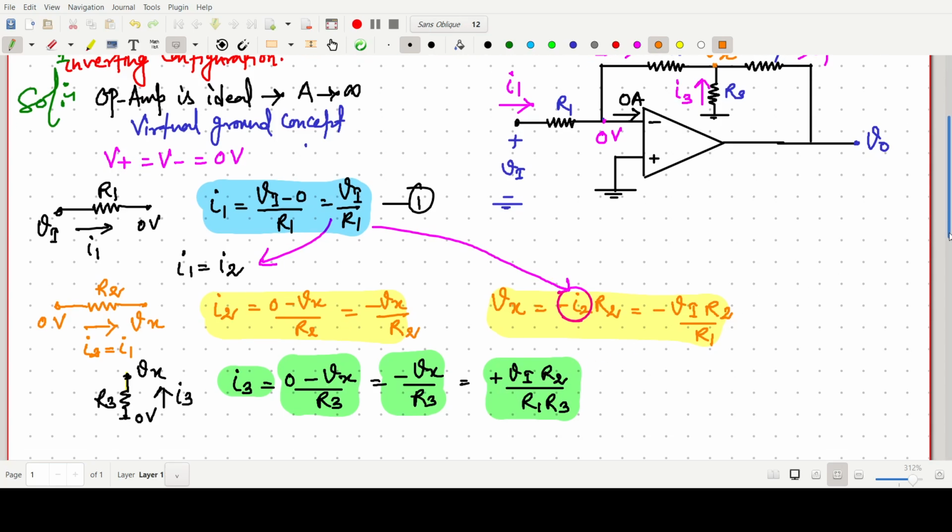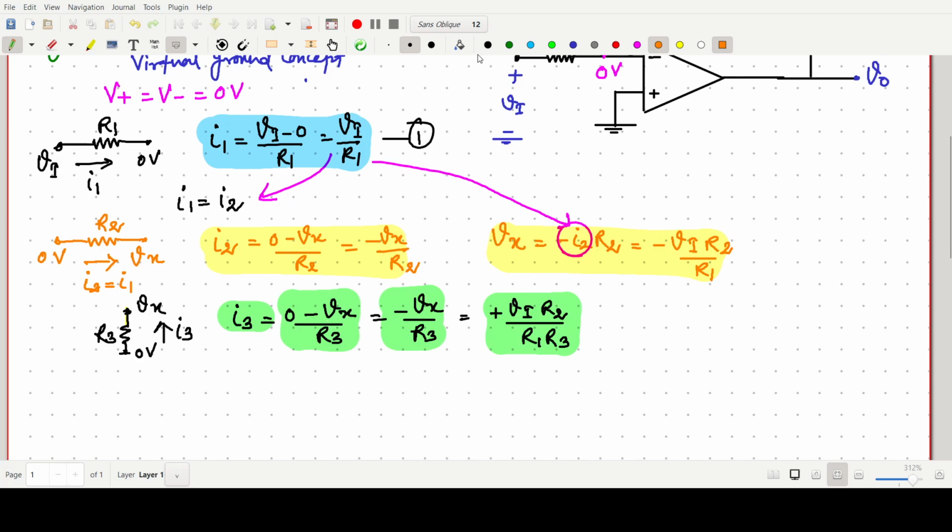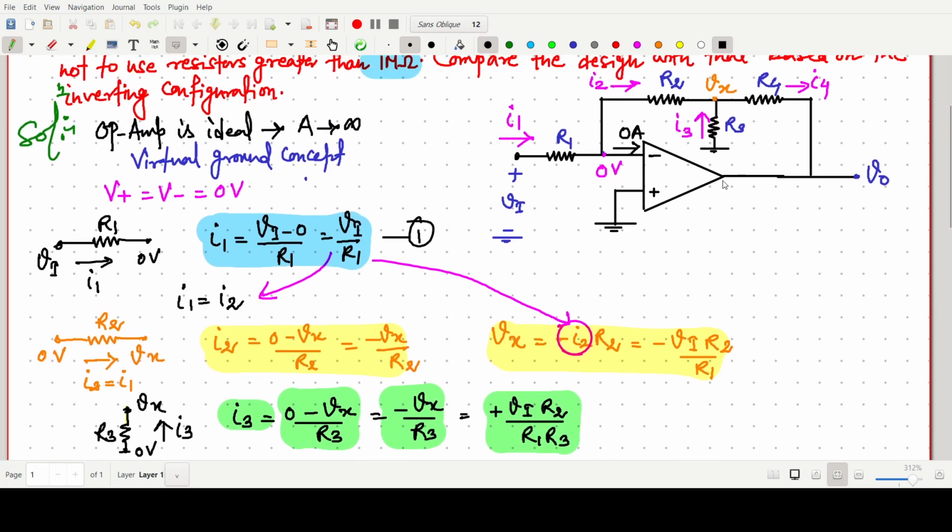So once again, now we know the value of I3. Now the current I4, I am writing here. I4 is nothing but simply I2 plus I3. Just Kirchhoff's current law, KCL at this point: the I4 is the outgoing current, and the incoming currents are I2 plus I3. So now I2 and I3, we know the value.